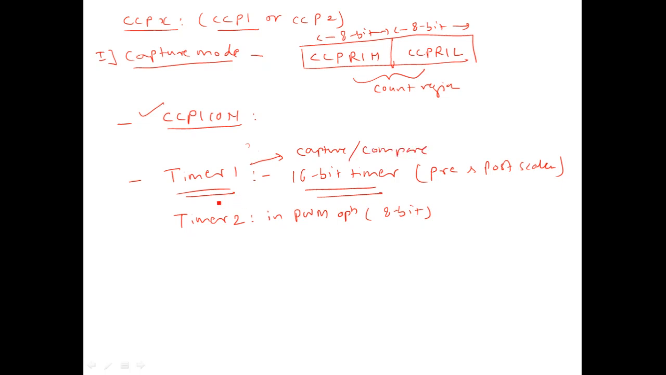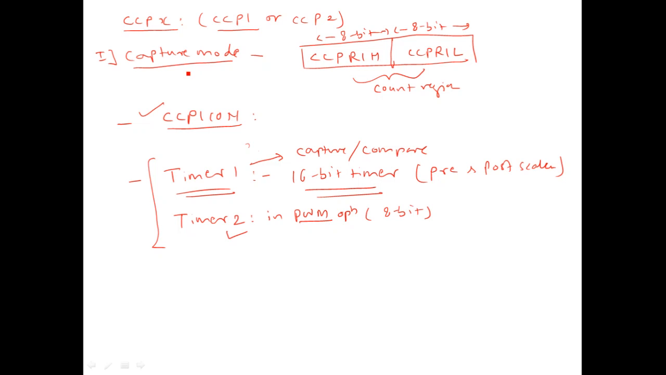Okay, and when you operate this particular module in PWM mode, then it uses timer 2. Okay, so that is the default use of timers. So that is how the different registers are there, and we will discuss with the help of these registers how this particular mode or that module operates in a given mode.